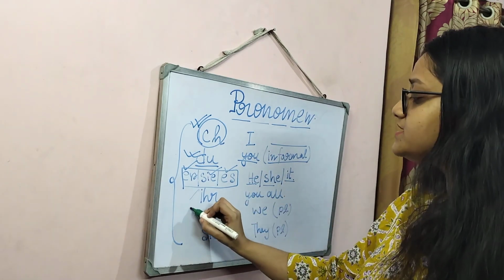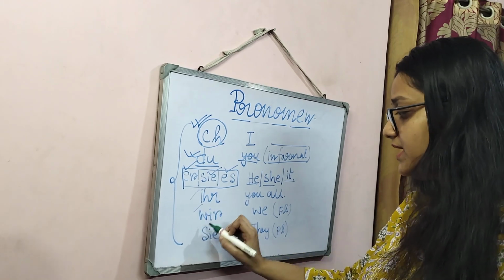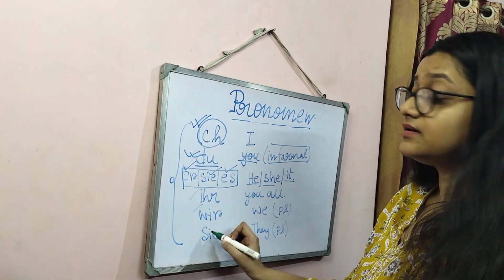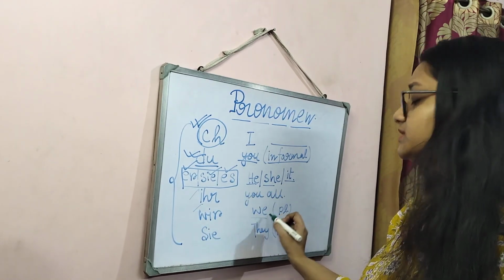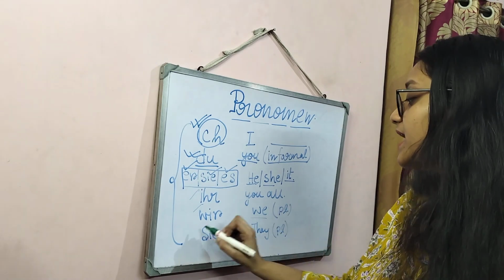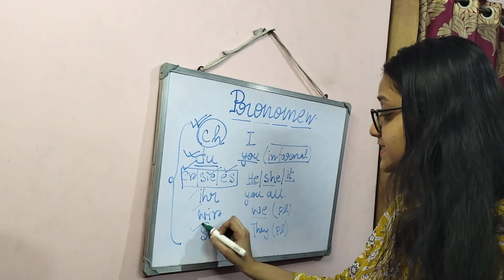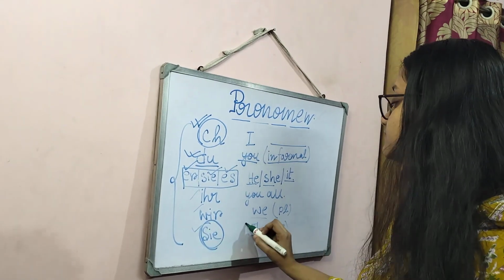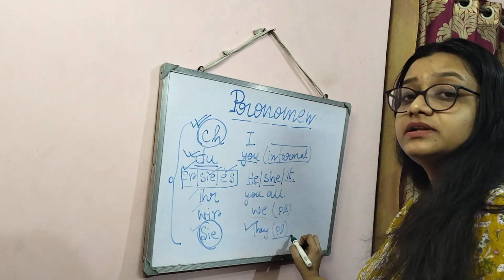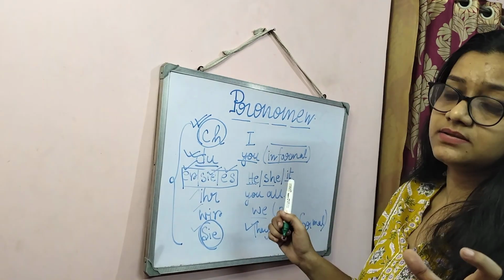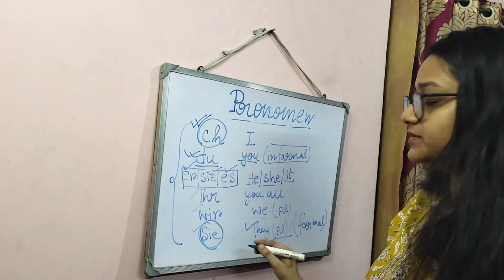The next one is wir, w, i, r. Wir means we. That is also plural. And sie means they, which is also plural. Okay, so these are the Pronomen.